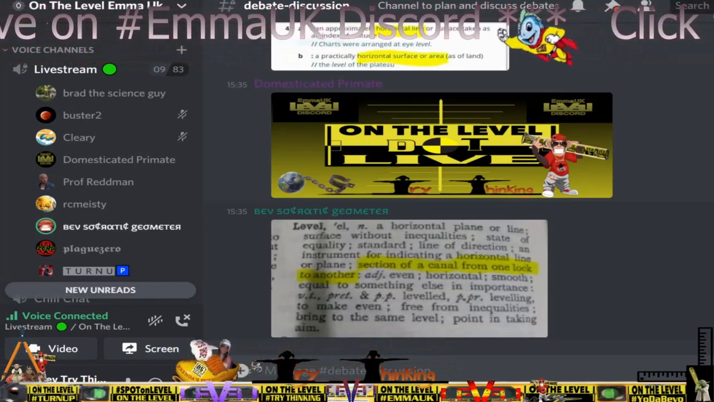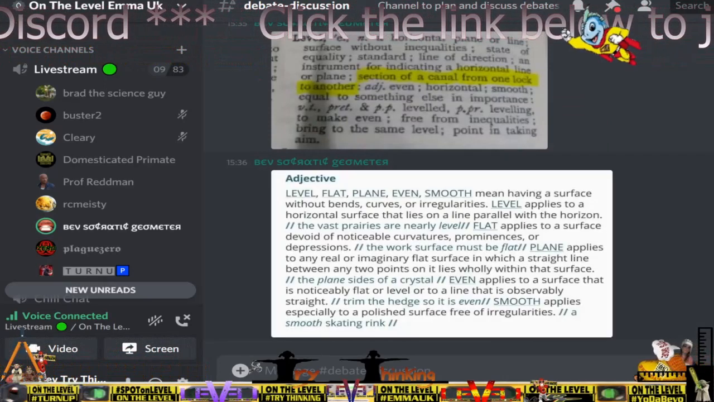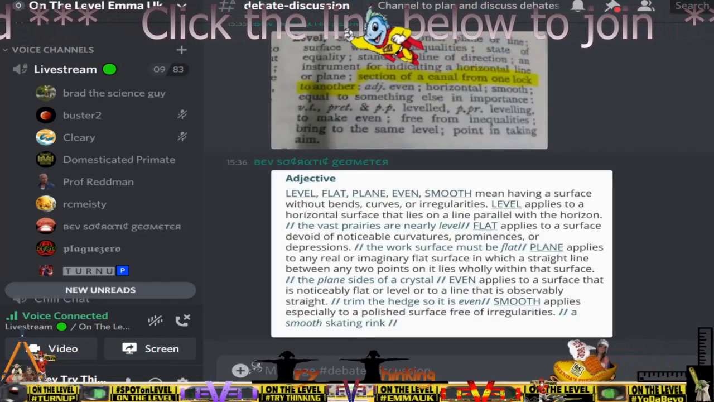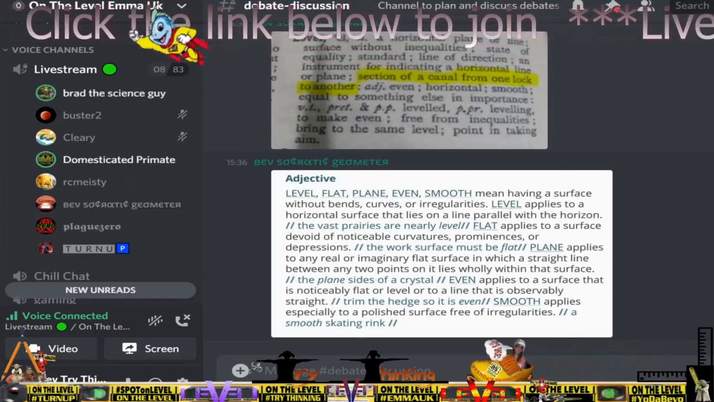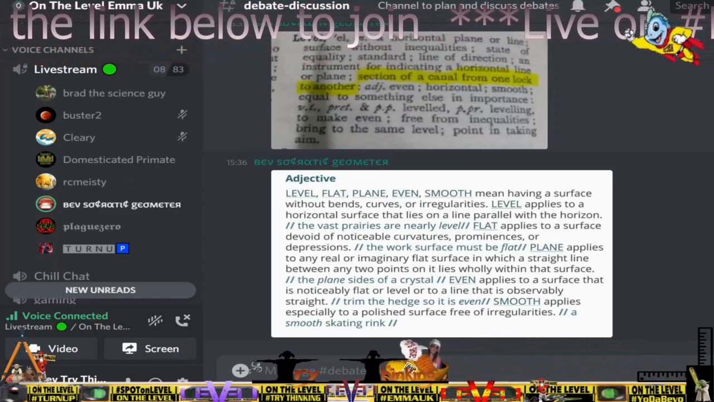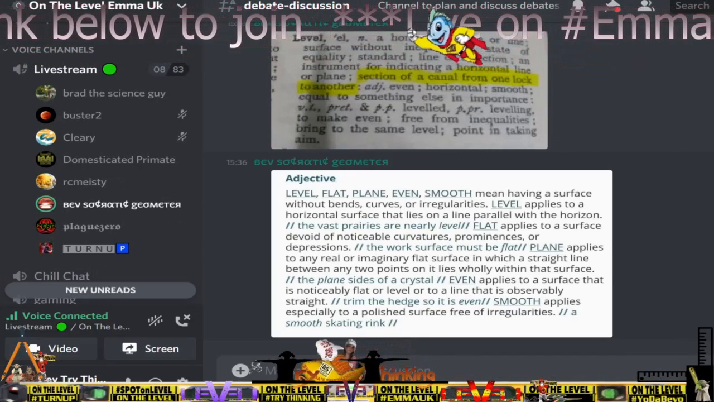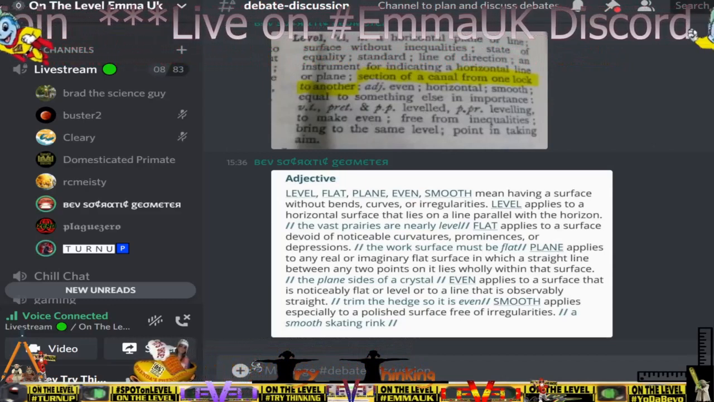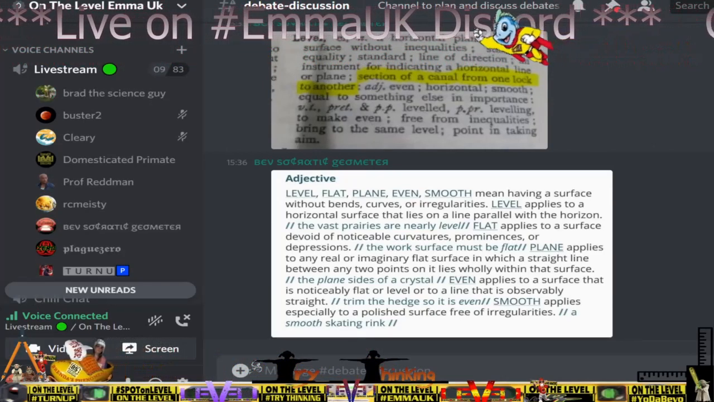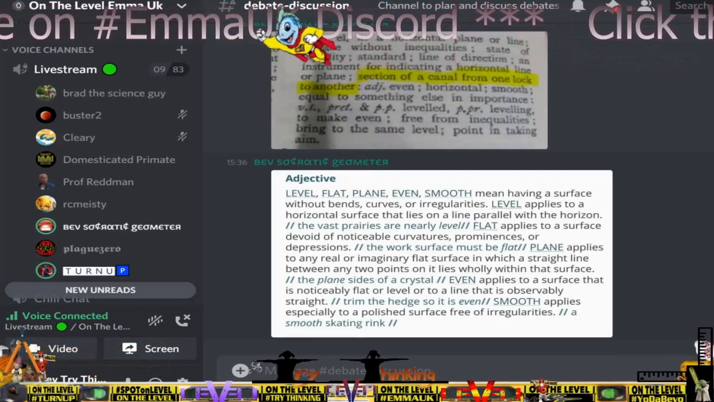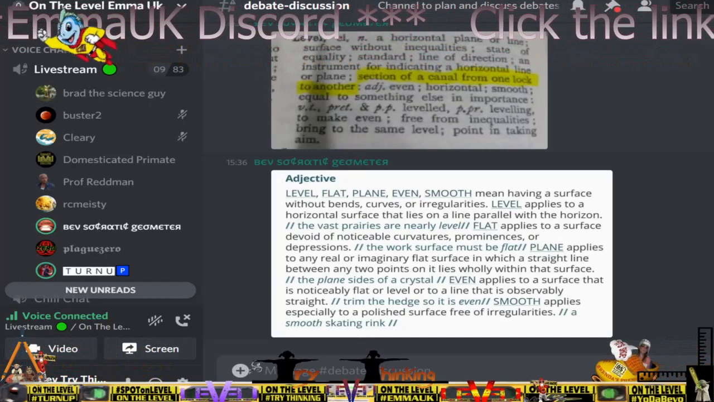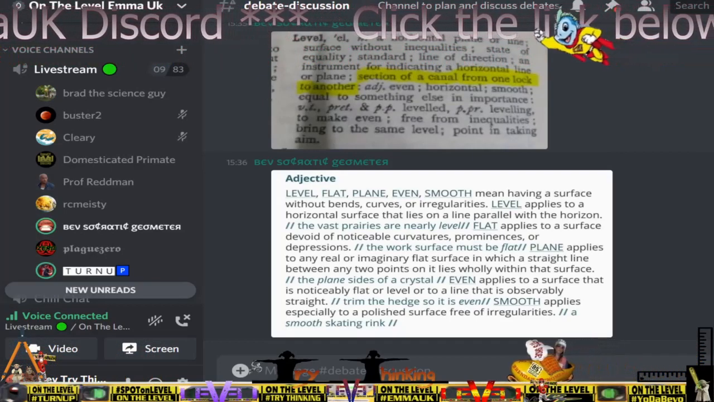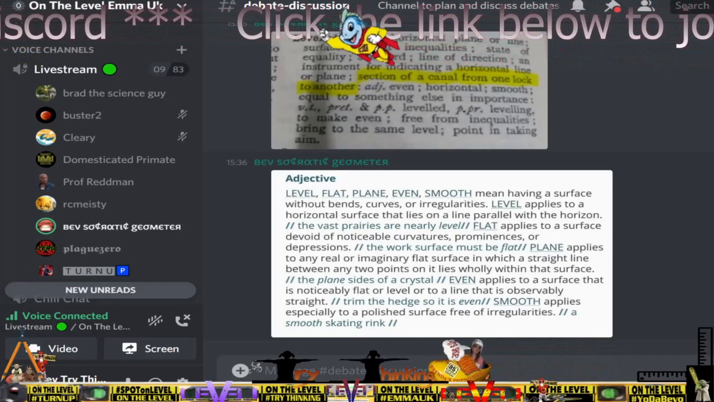I've got this one here. This is a good one as well. I like the way you can just copy and paste from the website. Yeah, it's very good. Have you checked the website, Brad? Yeah. Level, flat, plane, even, smooth, mean having a surface without bends, curves, or irregularities. Wow. No way. Let me do that again. Level, flat, plane, even, smooth, mean having a surface without bends, curves, or irregularities. I mean, how weird's that?